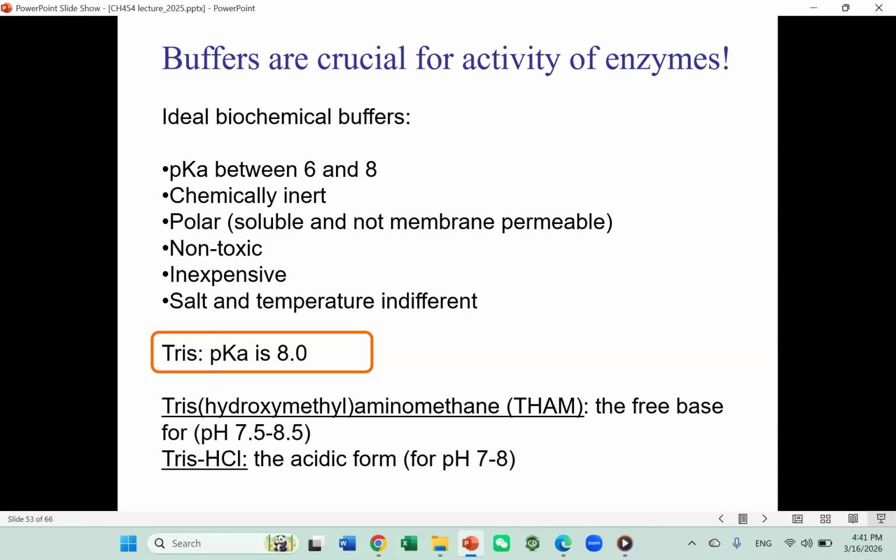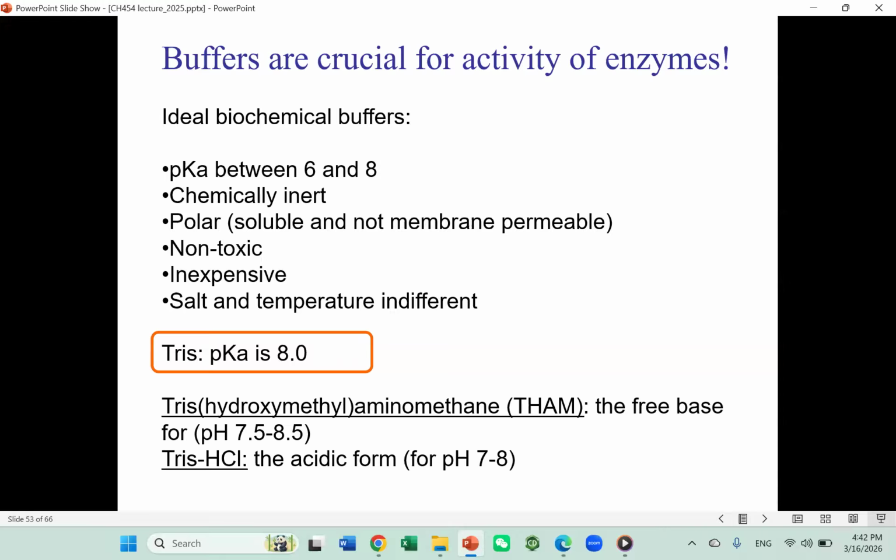Next, it should be non-toxic, and not expensive. And the last one is salt and temperature independence: you don't want a change in temperature to dramatically change the pH value of the buffer, and also no influence by salt. For our DNA digestion project, we will use Tris buffer. The Tris pKa is about 8.0. The Tris full name is tris(hydroxymethyl)aminomethane.